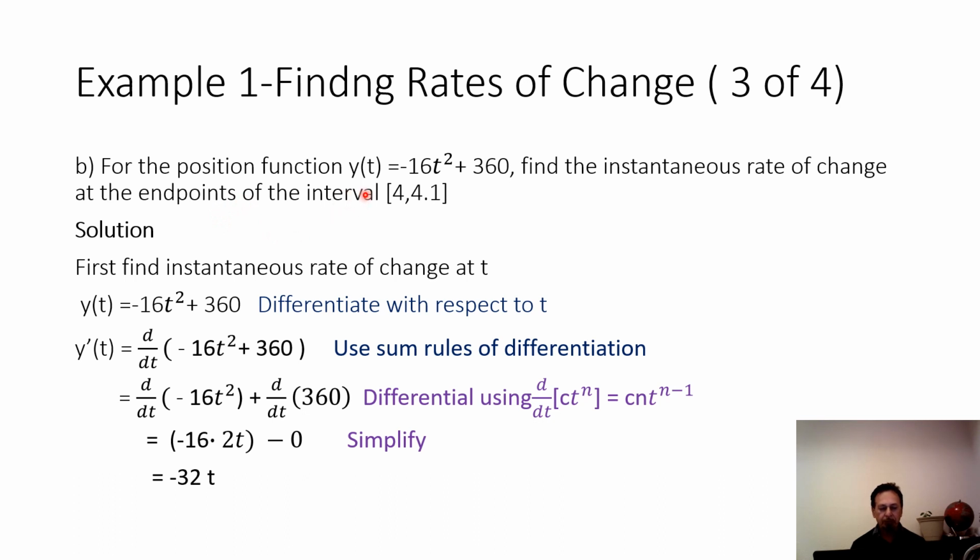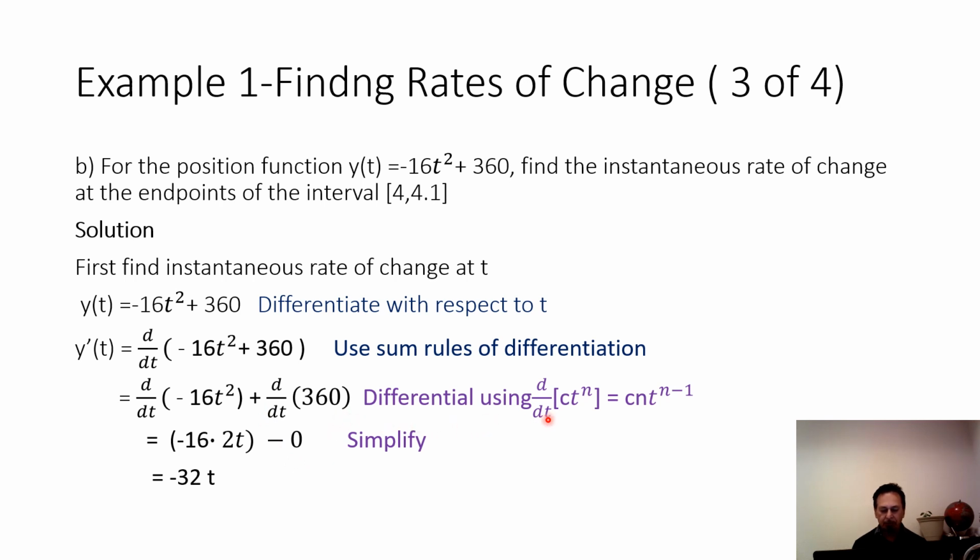So for the position function y of t equals minus 16t squared plus 360, we're going to find the instantaneous rate of change at the endpoints of this interval. So first we find the instantaneous rate of change at t. Let's start with y of t equals minus 16t squared plus 360. So we'll differentiate with respect to t, and y of t becomes y prime of t, and this becomes d over dt of minus 16t squared plus 360. Now we use the sum rule of differentiation, so we can break it down into two derivatives, d over dt of minus 16t squared plus d over dt of 360.